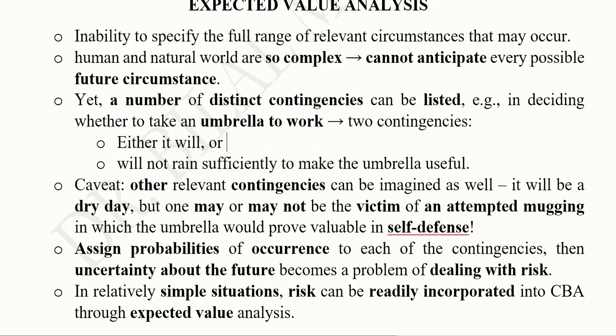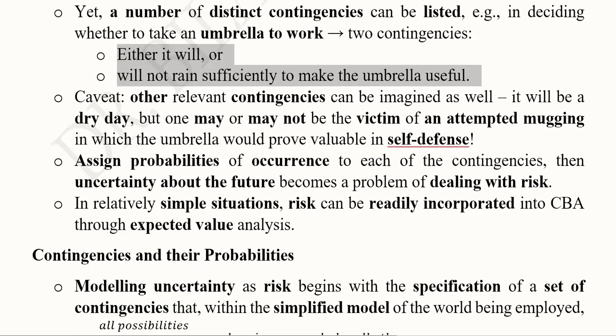But even though we think that this is the exhaustive list of possibilities or contingencies, there can be another possibility which is unexpected: someone might try to mug us, and for that we can use that umbrella as a weapon for our self-defense. So this is an unexpected contingency that is overlooked in our analysis. This is why, even in this very simple situation, there are possibilities of unexpected events and hence unexpected states of nature. Still, we try our best to list all the possibilities.